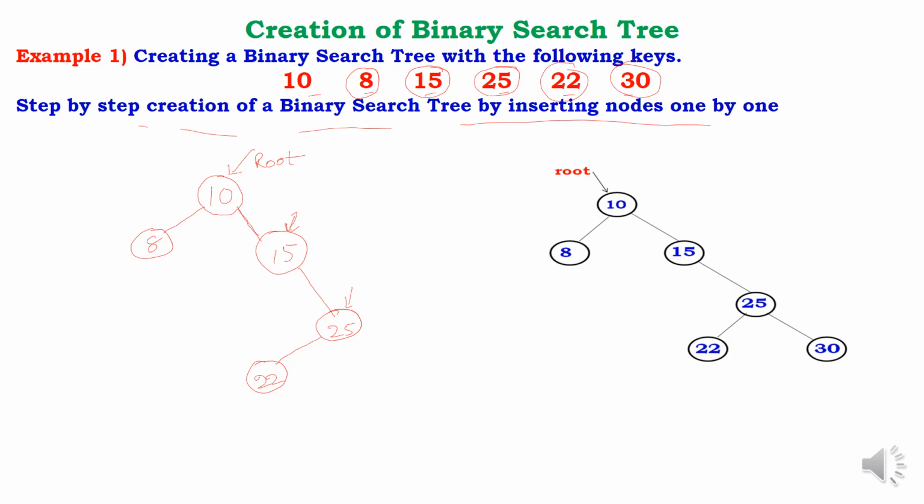Go to the right node. Compare 30 with the right node. Is 30 less than 15? No. Is 30 greater than 15? Yes. So it should come in the right subtree. Is right null? No. So you have to go to the right node.